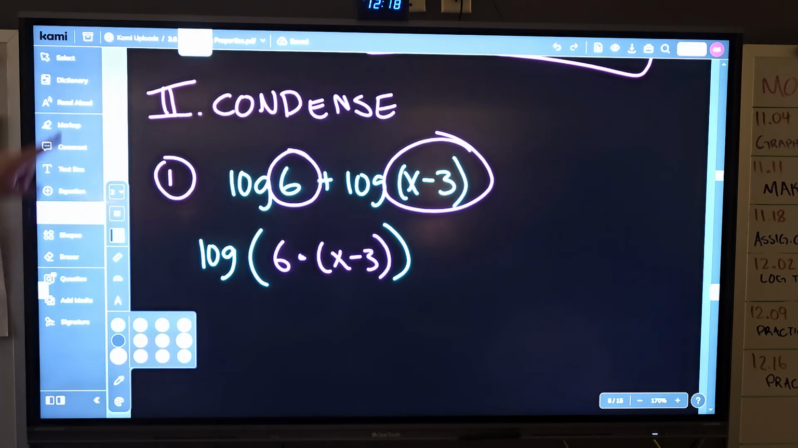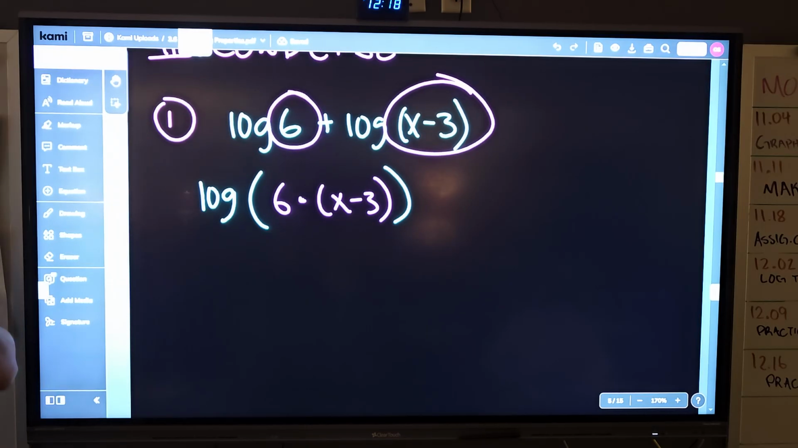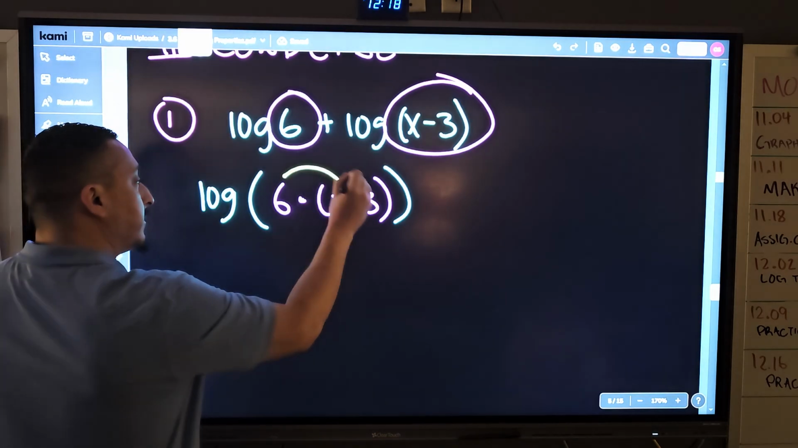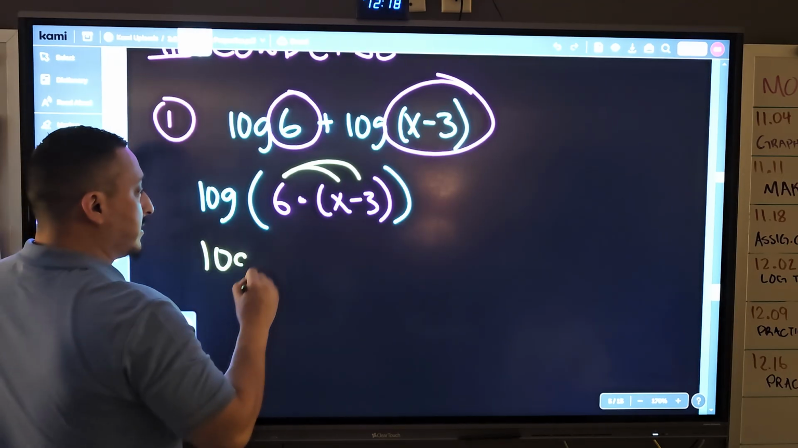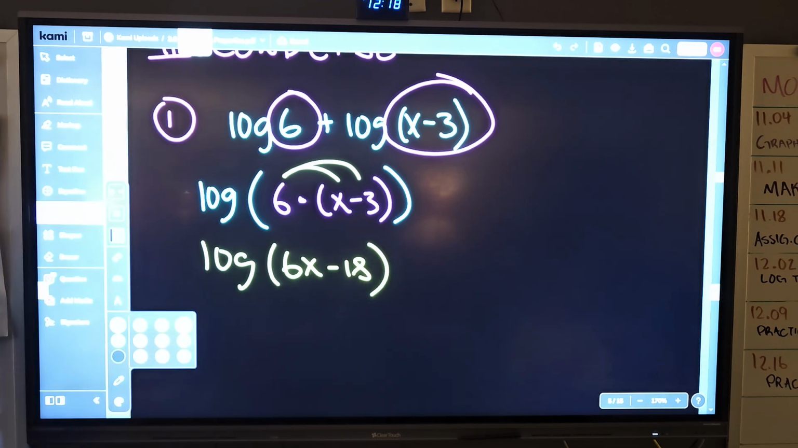The catch with condensing though is that you have to go as far as you can. So as far as the rule is concerned, that's the rule. But then we simplify if we can. So can I multiply 6 times that binomial? Absolutely, you can. So you can do this. Why not? Right, so log 6x minus 18. That's it.